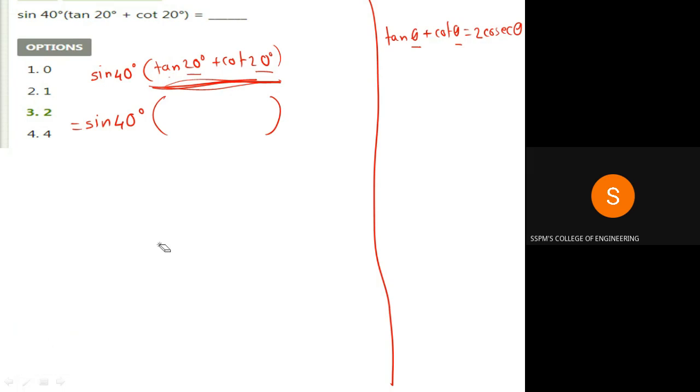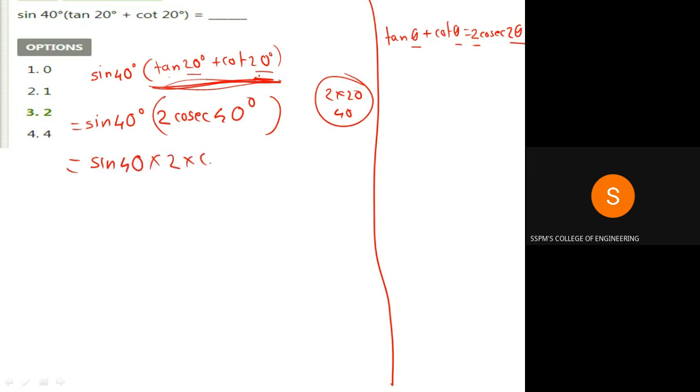Here it is not theta, it is 2 theta. So we can replace this with 2 cosec 2 theta. What is theta here? Theta was 20, so 2 theta means 2 into 20, which is 40. So 2 cosec 40 degree. Now sine 40 we write as it is, into 2 into cosec 40 degree.